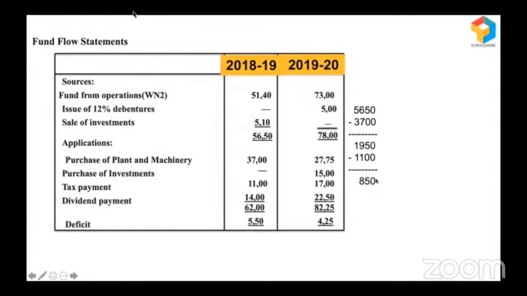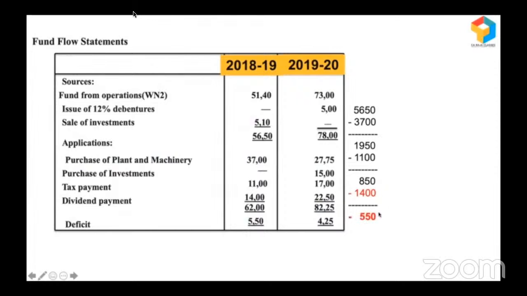Okay, when they are left with 850, they made this mistake. When they are left with the long-term fund of 850 only, they went and paid a dividend of 1,400. What is the amount they have? 850. But what is the dividend they have paid? It is 1,400. It's not acceptable, right? But they did that. They went and paid 1,400.